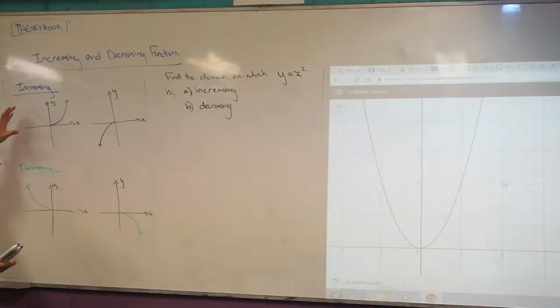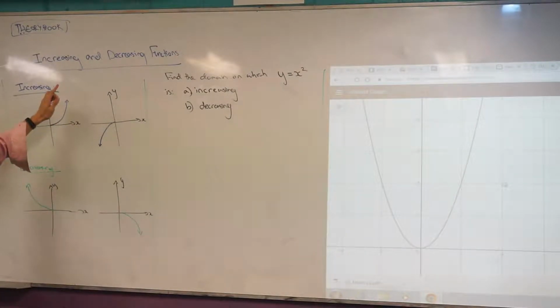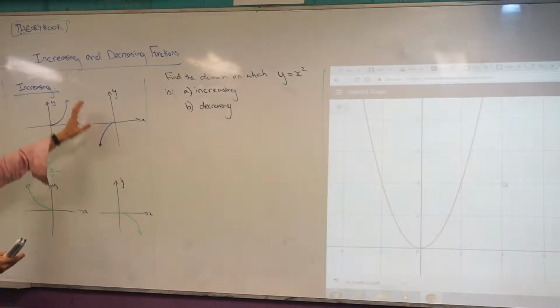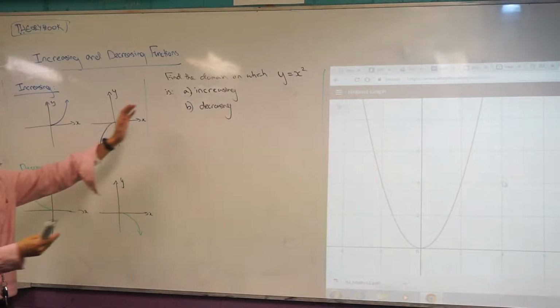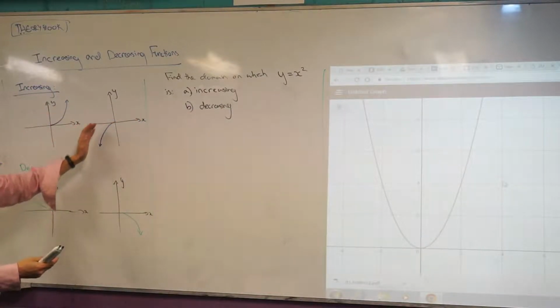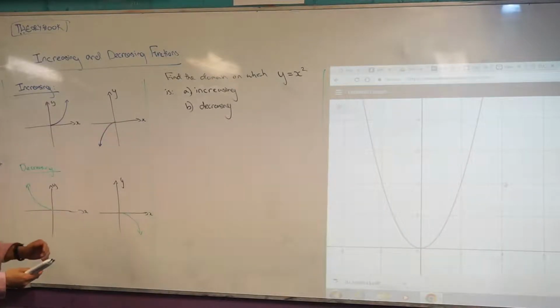And you can see that for increasing functions, when I read the graph from left to right, the function is going up. In a simple way, it's going up. And it doesn't matter where on the graph it is, but when I read it left to right, you can see that it's always going up in that direction, okay?